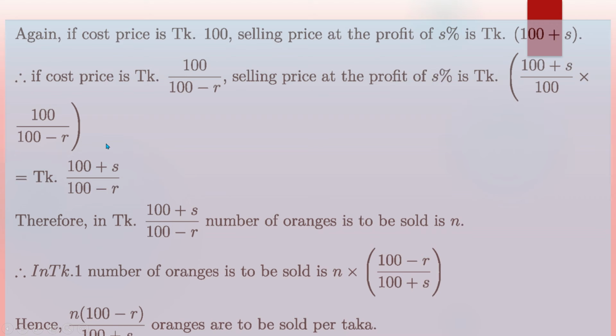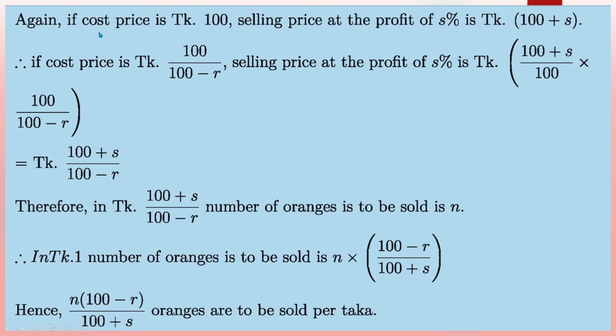Again, if the cost price is taka 100, the selling price at the profit of S% is taka 100 plus S. Therefore, if the cost price is taka 100, here you can write another line.